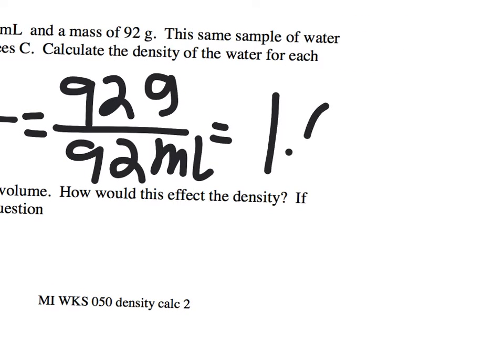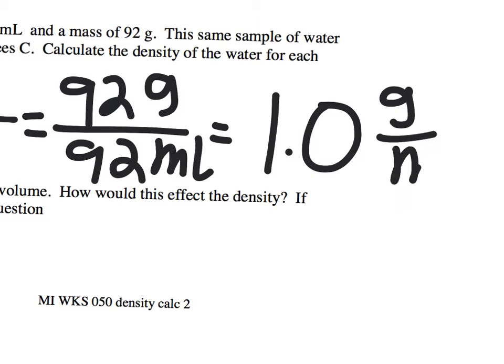For sig figs, though, I'm going to call it 1.0. I got 2 sig figs in my answer because I have 2 sig figs in 92. And then I've got grams divided by mils, so I write grams divided by milliliters. So it turns out that the density of water at 25 degrees Celsius, room temperature, is 1 gram per mil.